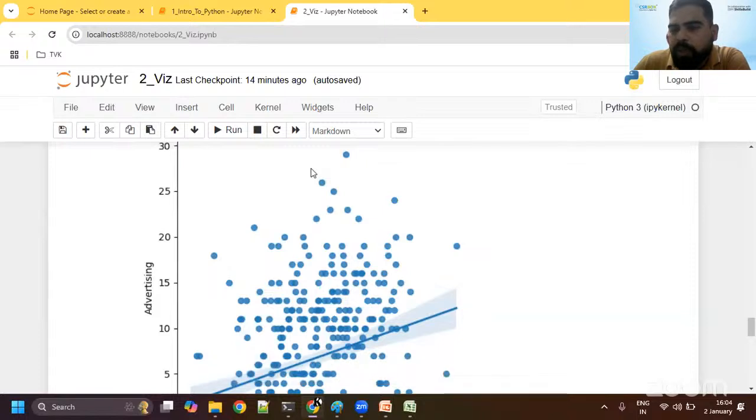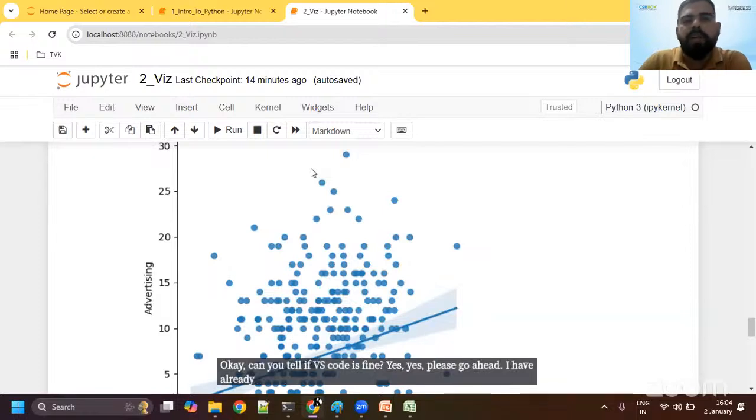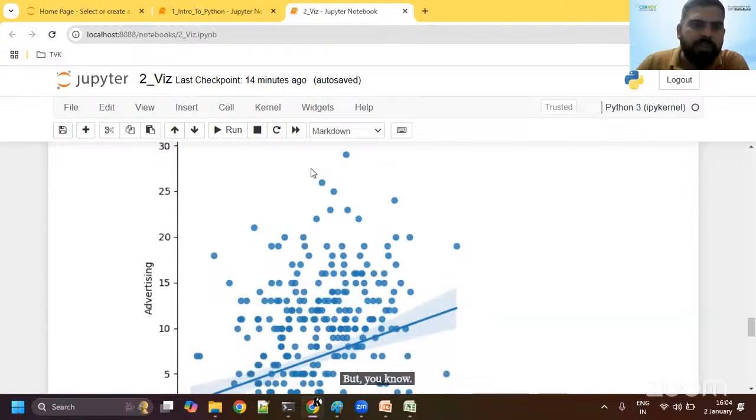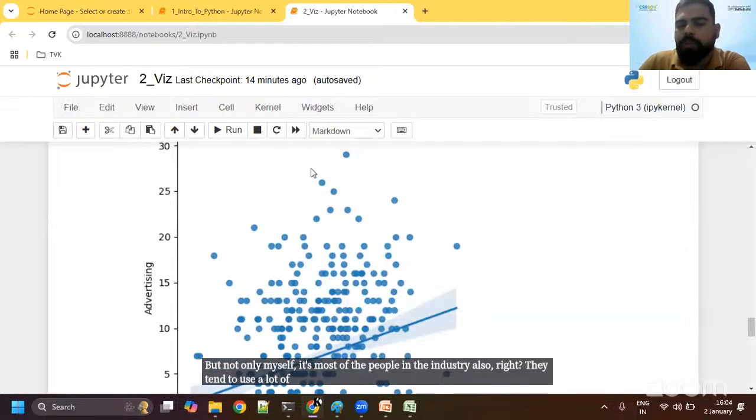Can you tell if VS Code is fine? Yes, please go ahead. I have already mentioned earlier also: VS Code, PyCharm, Google Colab, Spyder, whatever you want. Feel free to use anything as long as you are comfortable using it. But not only myself, most of the people in the industry also tend to use a lot of Jupyter notebooks for development work and the experimentation phase. So I think it's very common to use.